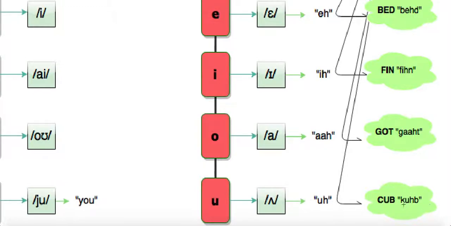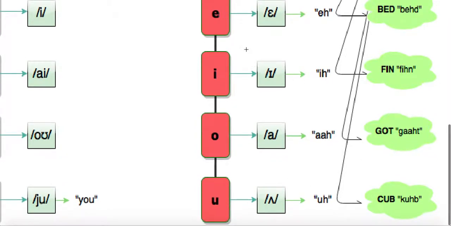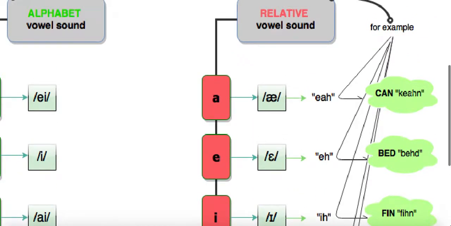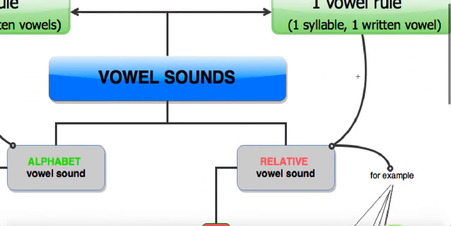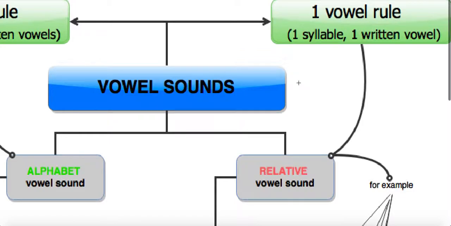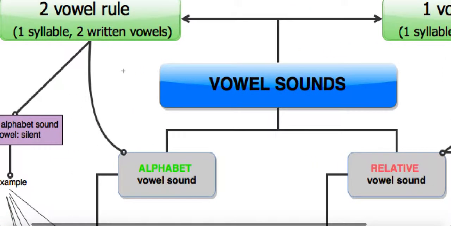So in this case, it's actually like the schwa sound, which we'll get to in another lesson. Okay? So it's not cube and it's not cube, it's cub. Okay? So these are the relative vowel sounds applied in these words. Now this, as I said, was the one vowel rule. Now let's go over the two vowel rule.